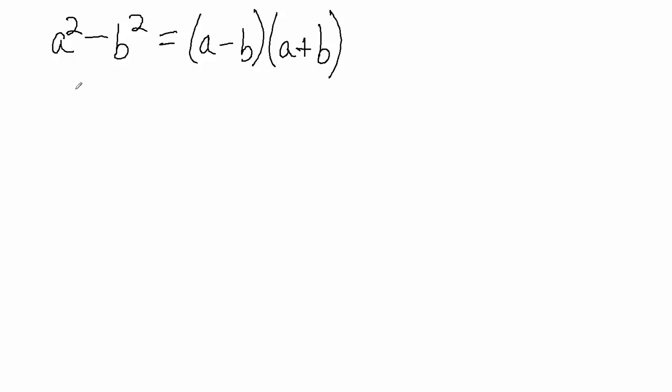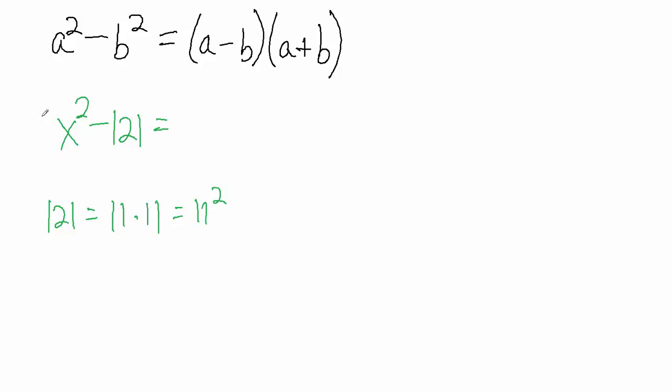Here's an example of using the difference of squares formula to factor something. So let's say we want to factor the expression x squared minus 121 using this difference of squares formula. So we're going to have to identify what's a and what's b. Before we do that, let's remember that 121 is just 11 times 11, which is 11 squared.